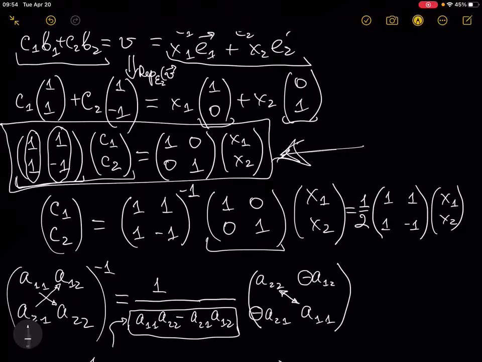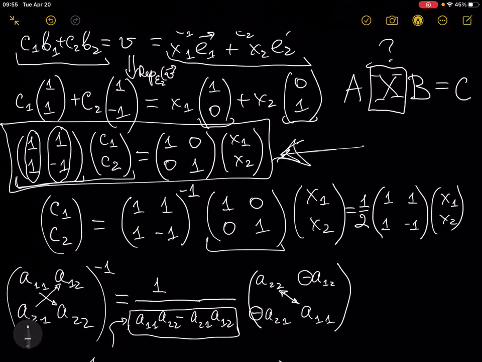But in general, you can have a matrix equation, and then you will decide depending on this matrix equation. For example, X, A, B is equal to C. How to solve for X if you know A, B, and C?